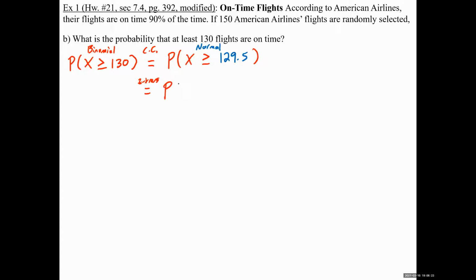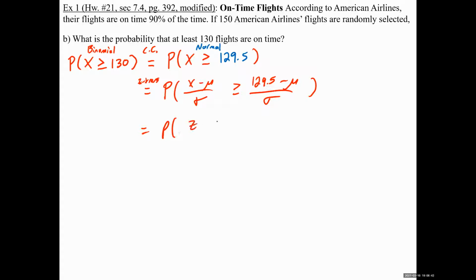When you do Z transformation, you copy down the P symbol, you copy down the parentheses symbols, you copy down the greater than or equal to. And in each spot, you take what was originally there. In this case here, we have an x, and you minus mu, and you divide the whole thing by sigma. In this spot, same thing. What was originally there was 129.5. Copy it down. Minus mu, divide the whole thing by sigma.